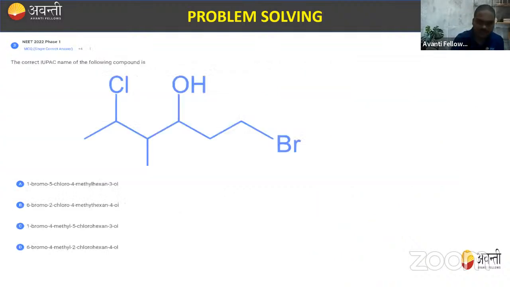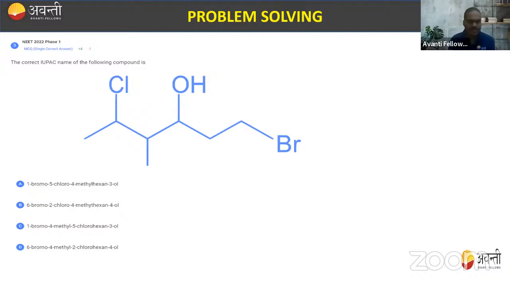Okay? Sure. Now, the next question is: what is the correct IUPAC name of the following compound? So, all of you, please try to find out the IUPAC name of the following compound. This is a very easy question, we can say. What is the correct IUPAC name of the following compound?